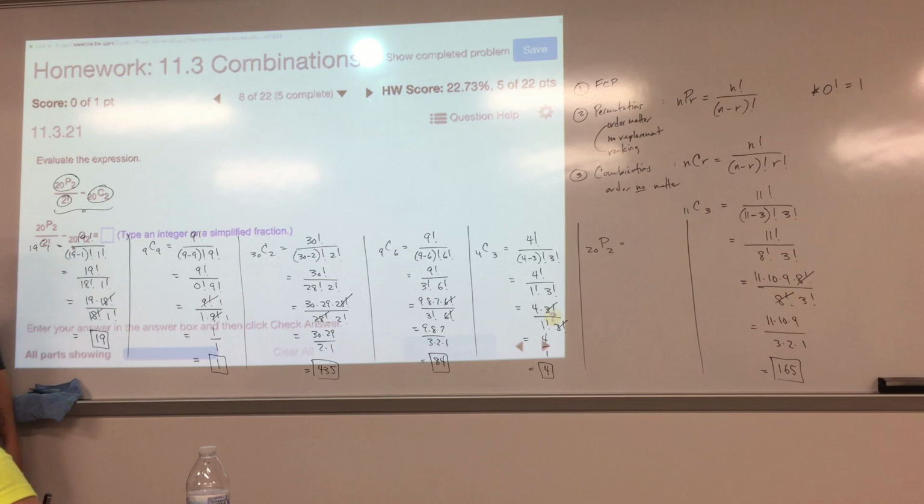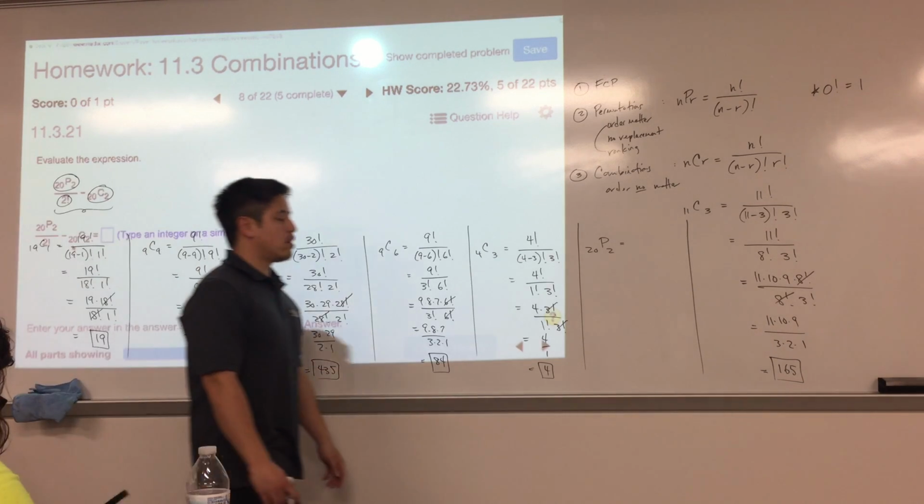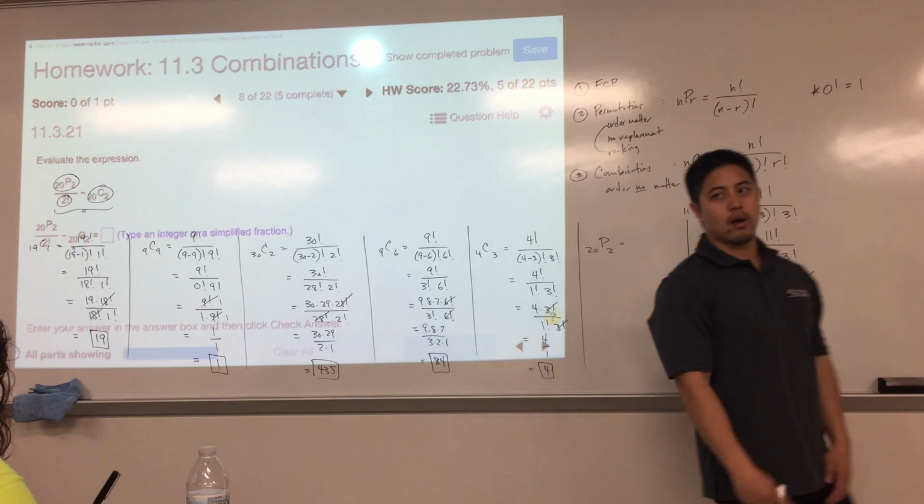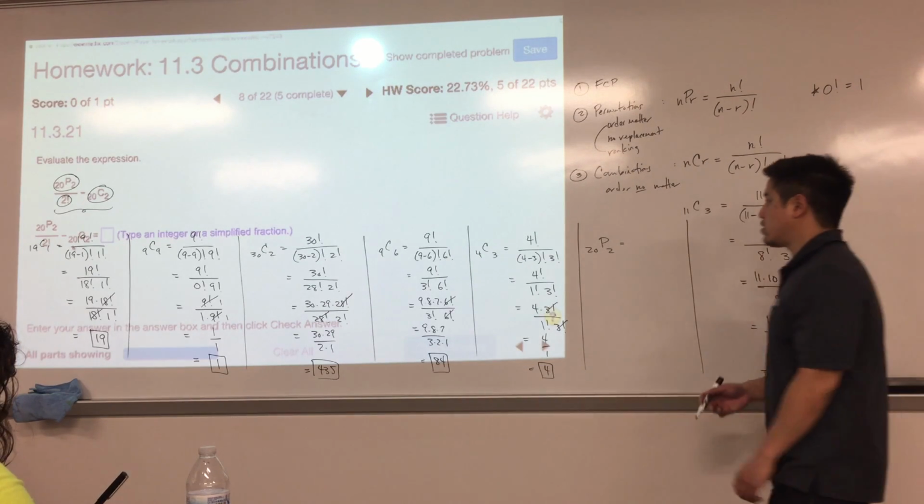That's from last section, no big deal. And as you guys know, in the combination section, I'm going to reiterate that you're going to see permutations as well. That's why they give this to you, because you're going to have to distinguish and differentiate permutation problems from combination problems. This is just a standard calculation.